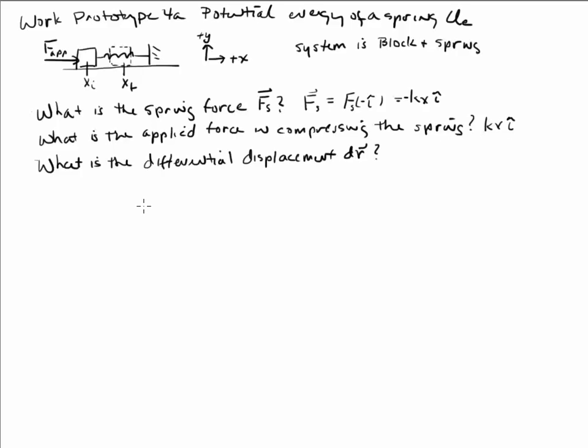What is the differential displacement dr? Once again, the differential is dx because that's the direction we're moving in. And the unit vector associated with it is i hat. So the dr vector is equal to dx i hat.